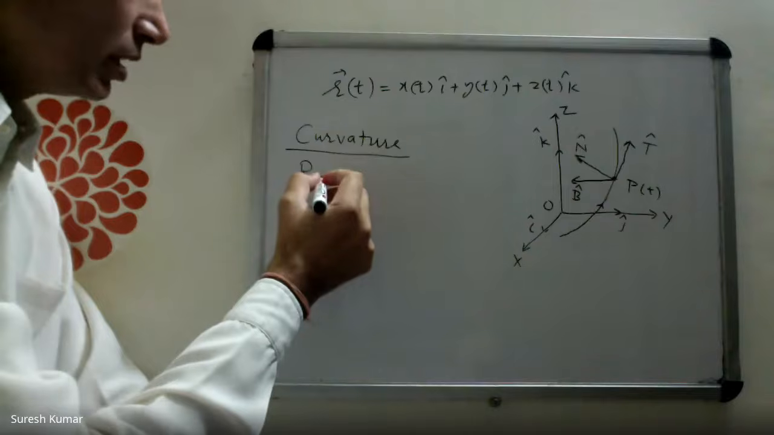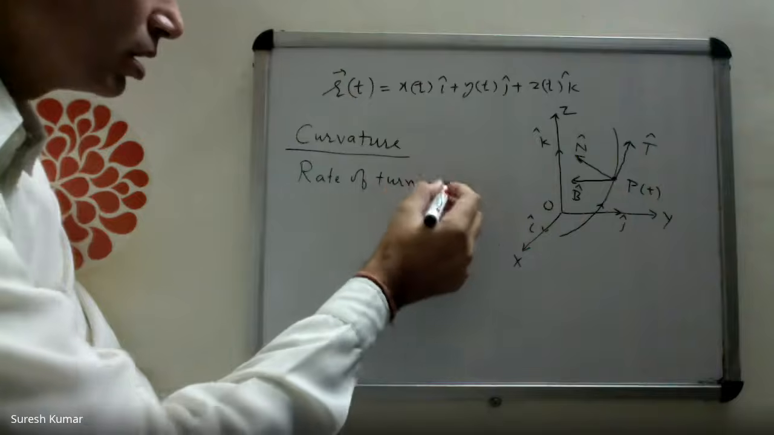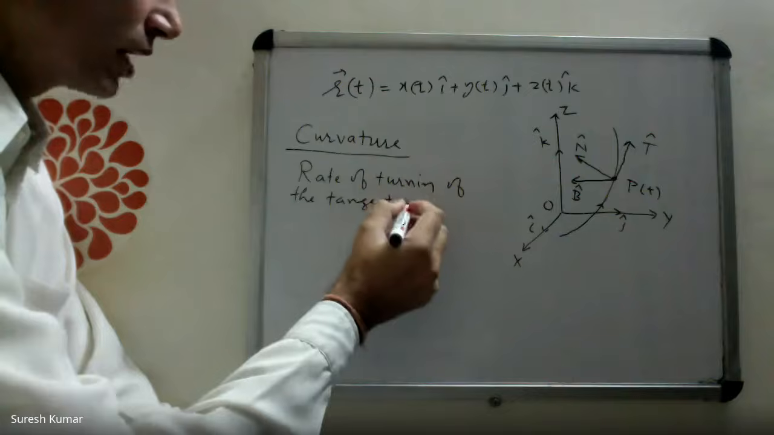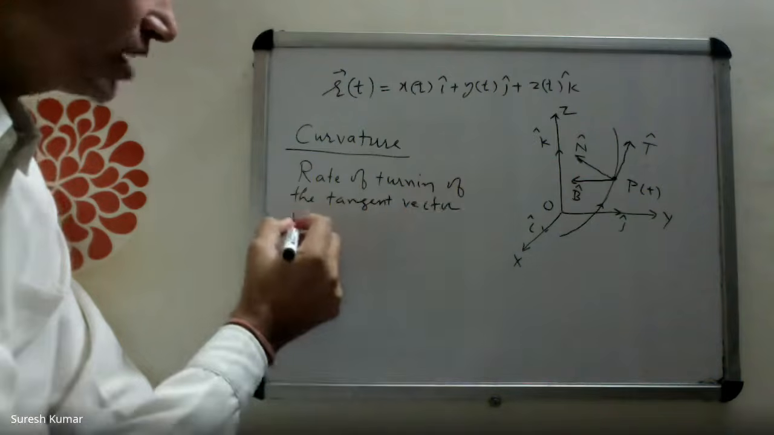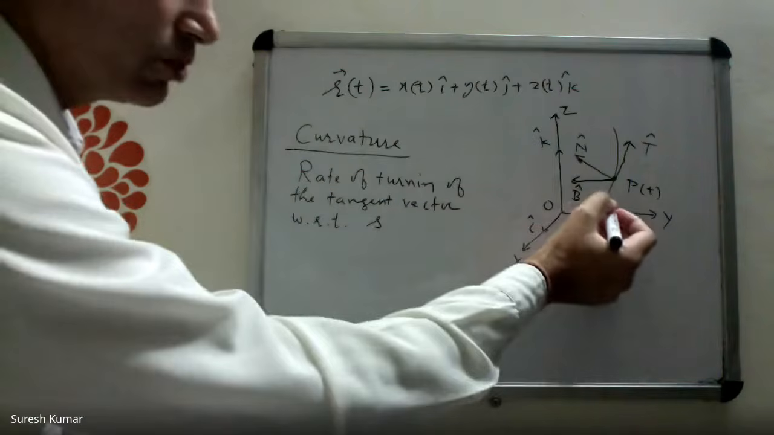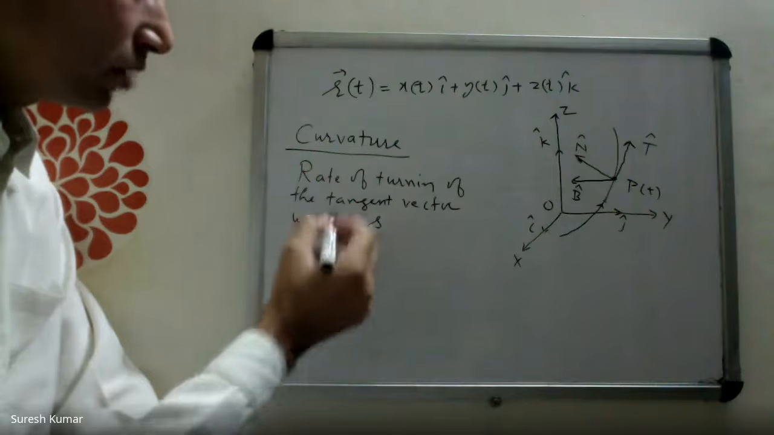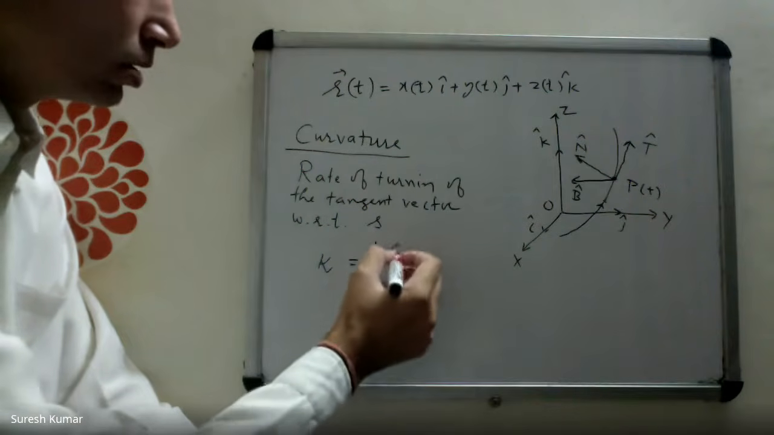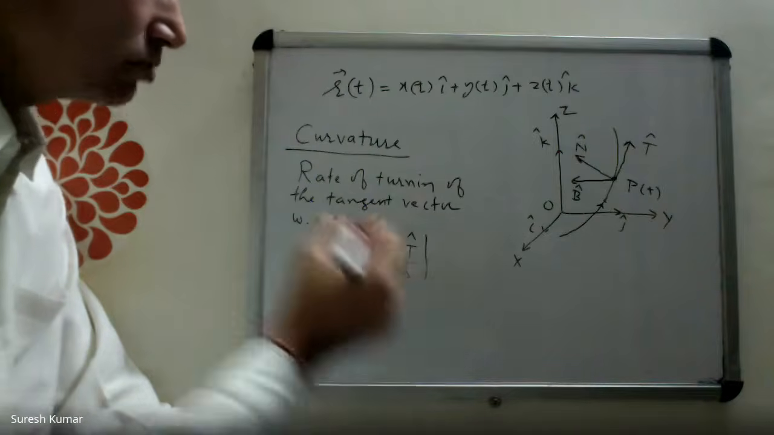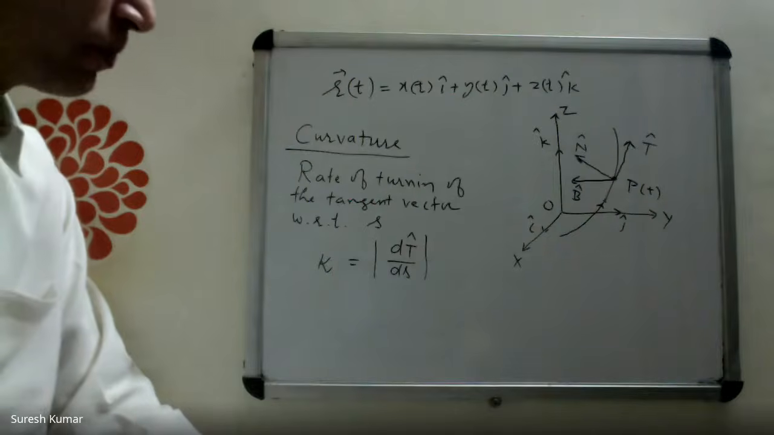Technically speaking, it is the rate of turning of the tangent vector with respect to arc length, with respect to s. S you can measure from any fixed point. And it is denoted by the symbol kappa. So it is the derivative of t cap with respect to s, and its magnitude. Very, very important formula for curvature.